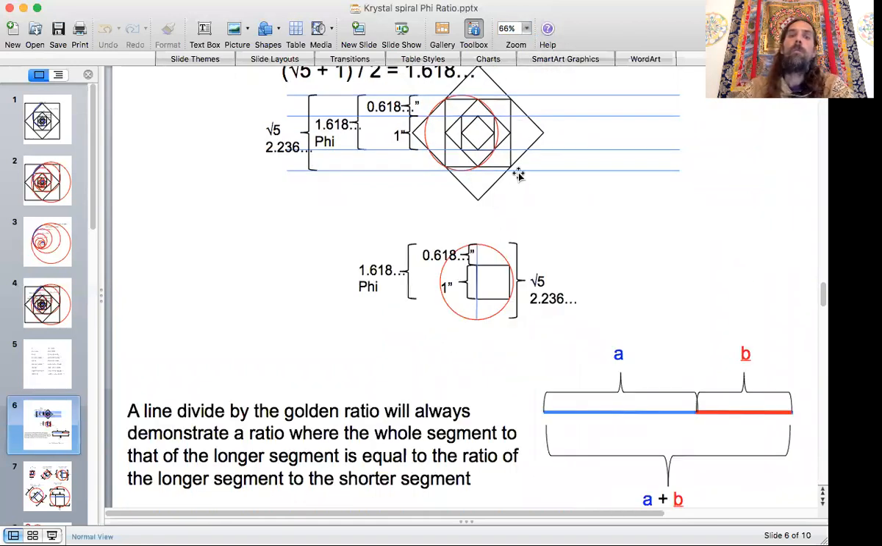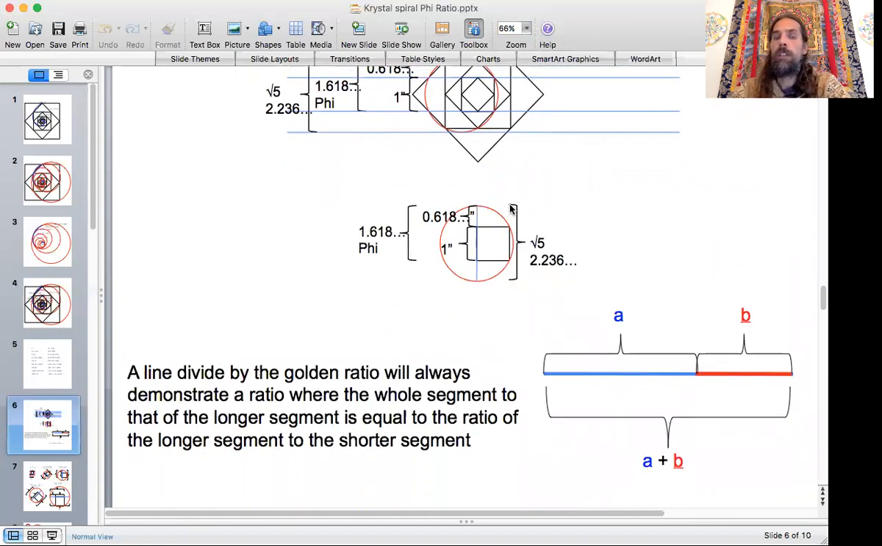So the definition of the golden ratio is that a line divided by the golden ratio will always demonstrate a ratio where the whole segment, that's A and B together, to the longer segment, which is A, is equal to the ratio of the longer segment, A, to the shorter segment, B. So when you take the whole length and divide it by A, that will give you 1.618. When you then take A and divide it by B, that will also give you 1.618.